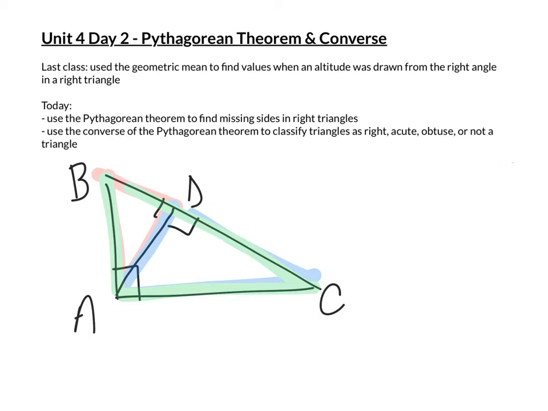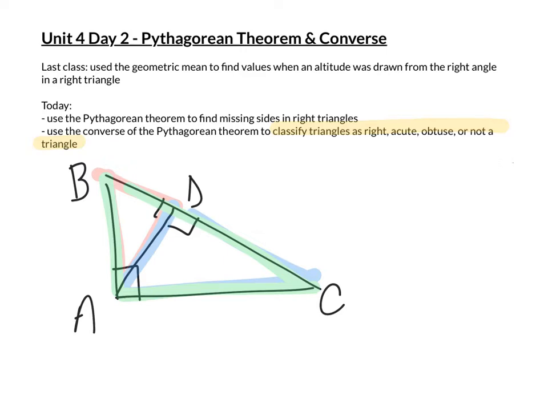Today, we're going to work with Pythagorean theorem, which is something we've already done before. But we're going to continue working with it, do a little more involved problems in order to find the sides and missing right triangles. We're also going to use the converse of the Pythagorean theorem, which is going to help us to classify triangles as either right, acute, obtuse, or in some cases, not a triangle at all.